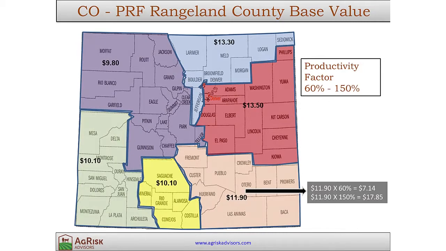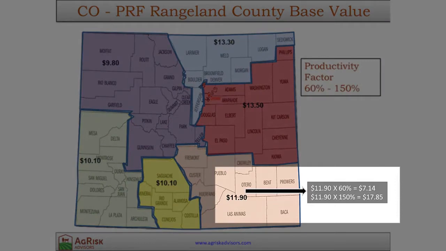Counties are grouped according to similar geographic regions and assigned a base value for native rangelands. These county base values will change slightly from year to year as determined by the Risk Management Agency's pricing model. If the insured believes their forage is more or less productive than the base value assigned, they may use the productivity factor to reduce the base value to as low as 60% or increase it as high as 150%.